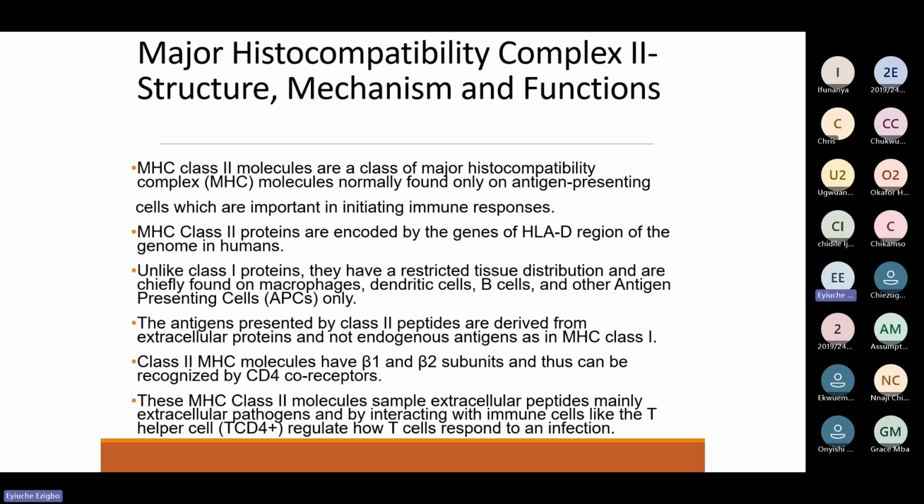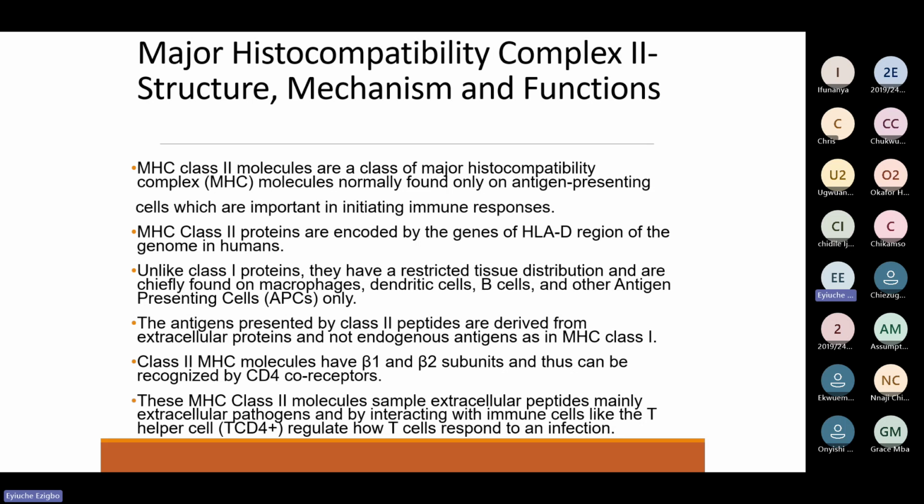So we also have the major histocompatibility complex 2. The MHC class 2 molecules are a class of major histocompatibility complex molecule normally found only on antigen presenting cells, that is cells which are important in initiating immune response. The MHC class 2 proteins are encoded by the genes of the HLA-D region of the genome in humans. Anytime they talk about any property or function of MHC class 2, your mind should go back to what class 1 is doing in that aspect.